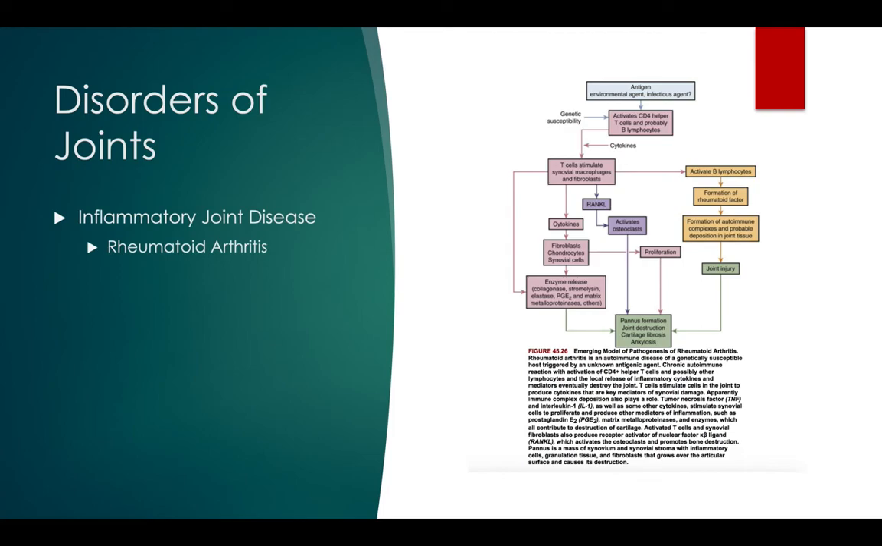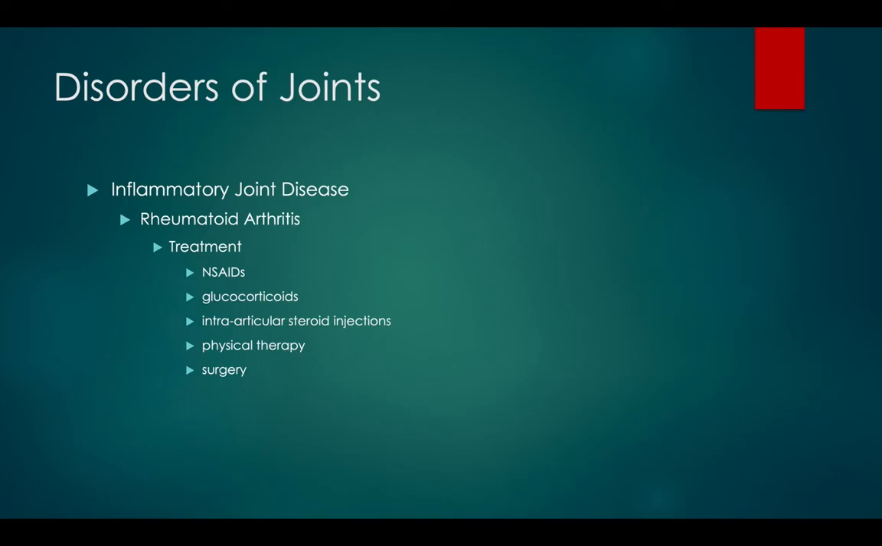This is a good kind of flow diagram that illustrates the pathophysiology behind how rheumatoid arthritis develops. Treatments for rheumatoid arthritis include NSAIDs, glucocorticoids, intra-articular injections of steroids, physical therapy, and/or surgery.